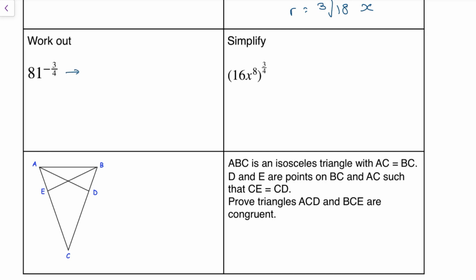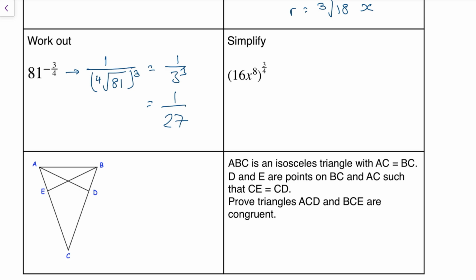Work out. In other words, just do the maths. So non-calculator, show your steps. So the minus means 1 over. The 4 means the fourth root, and the 3 means cubed. So let's just do this step by step. So the fourth root of 81 is 3, so it's 3 cubed. 1 over 3 cubed is 1 over 27.